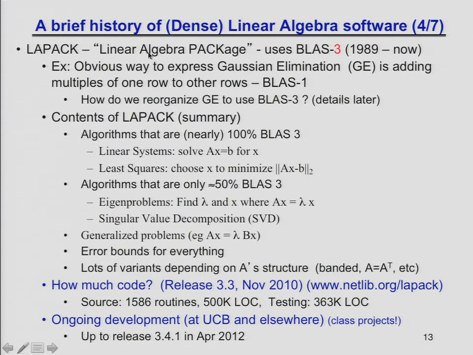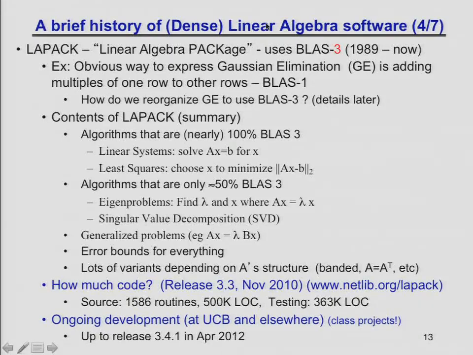Now the question comes, how do we rewrite all the higher level routines that people want to do, solving linear systems, least squares, eigenvalue problems, to get the advantage of the speed of matrix multiply? If you look at Gaussian elimination or eigenvalue problems, there are no matrix multiplies that immediately jump out at you. You have to reorganize the algorithms to do that.